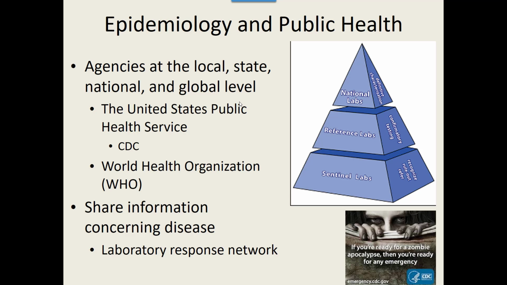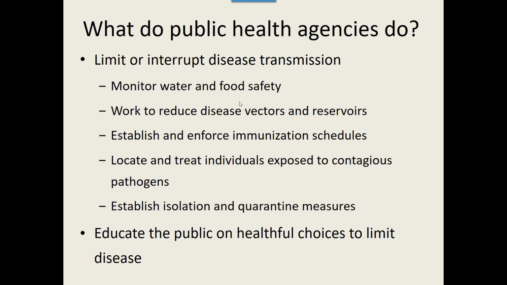Now, most of these public health agencies, and you may have seen some of these things locally, because La Crosse has their own public health agency, their main goal is to limit or interrupt disease transmission. They don't want people to get sick. They go around and monitor water. They're monitoring the Mississippi River in the summer to see when it's unsafe to swim. They monitor food safety and make sure restaurants are up to code. They're going to reduce disease vectors and reservoirs.